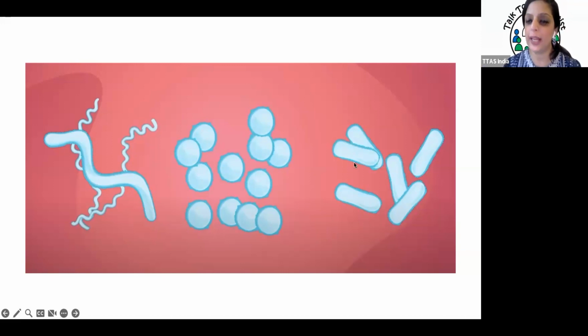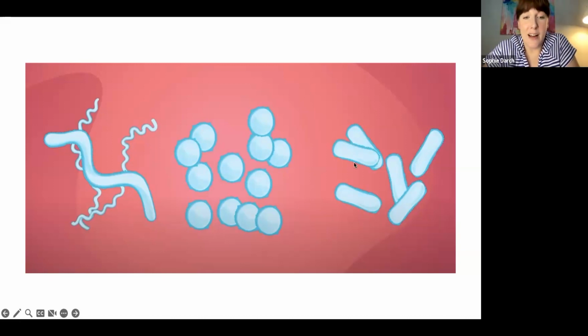What do you mean by visualization? Visualization is really how do we see these microbes.